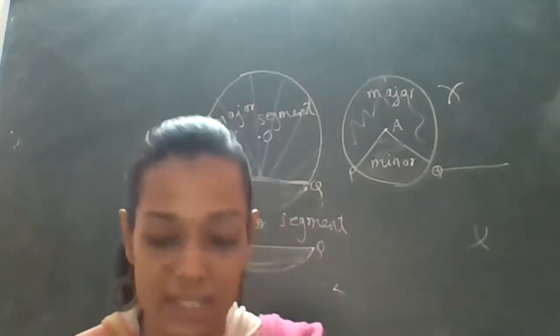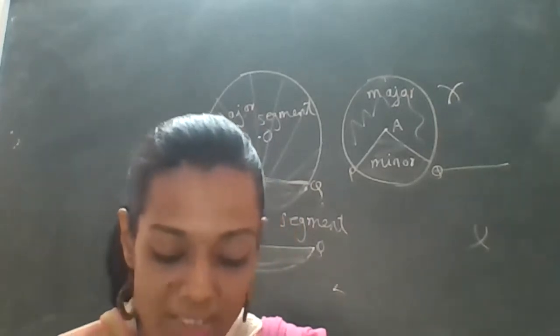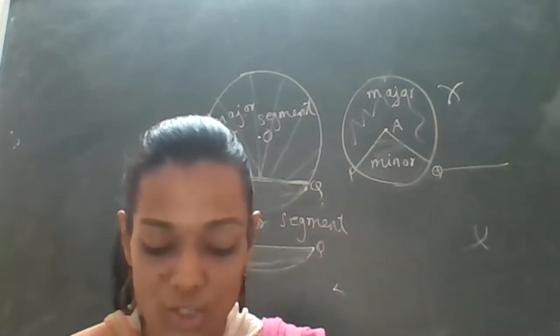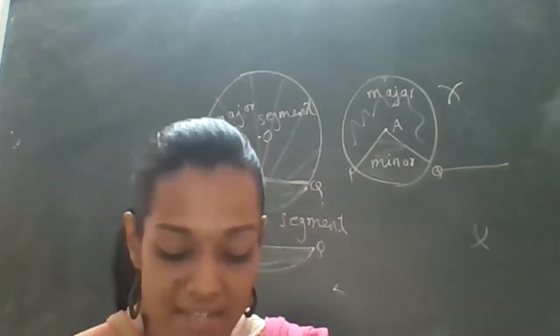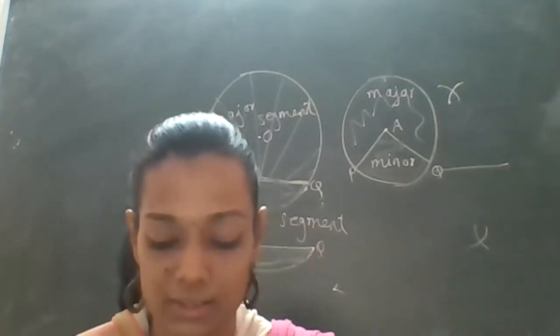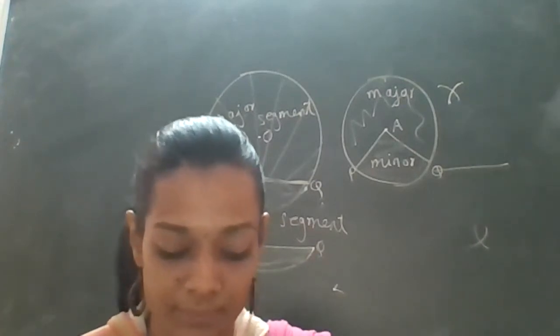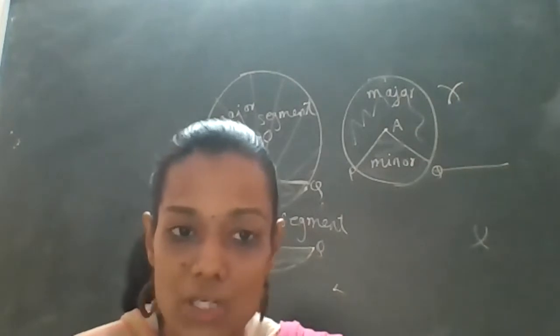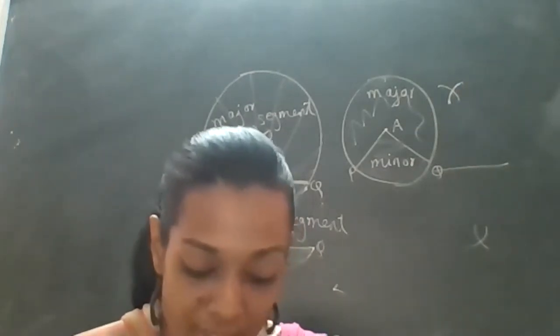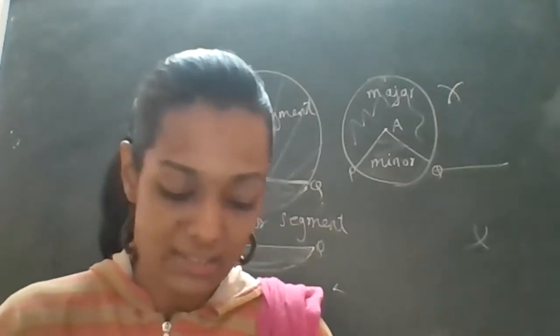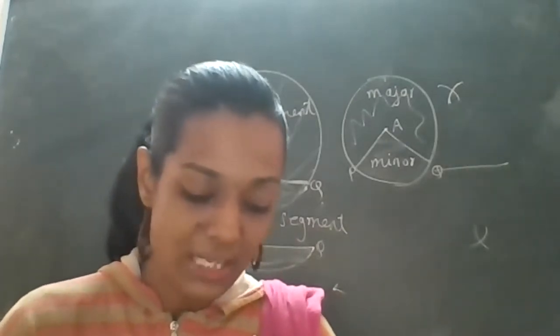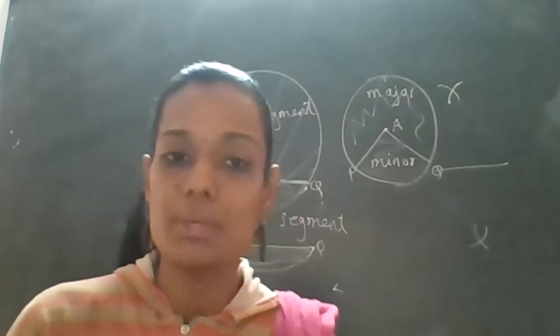Okay. Now the second question: a point whose distance from the center of a circle is greater than its radius lies in dash of the circle. A particular point whose distance is more than the radius. If its distance is more than the radius, then what will it become?